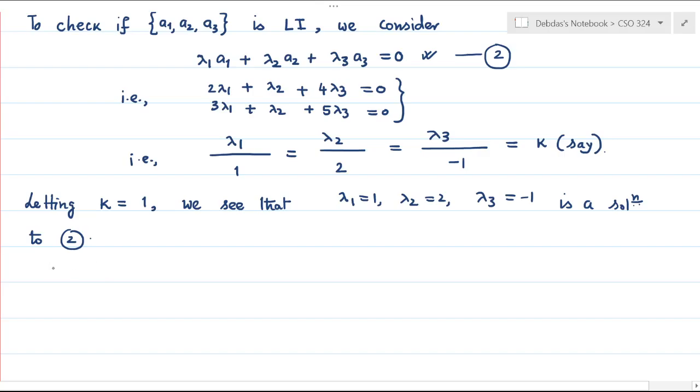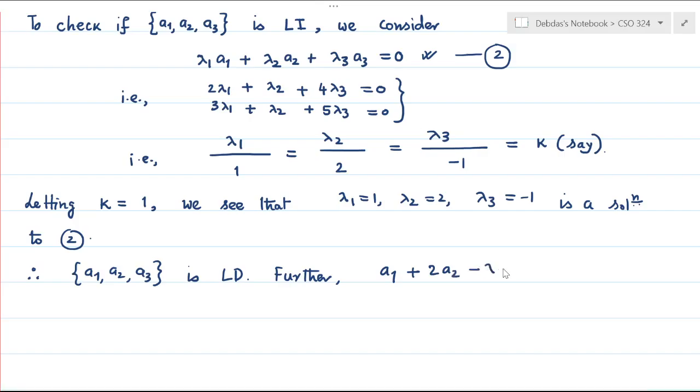So therefore the set A1, A2, A3 is linearly dependent. Further, you have this equation too, that A1, I am taking lambda 1 equal to 1 to put here, then lambda 2 is 2, A2 minus lambda 3 A3. So it is minus A3 is equal to 0. Fine. And now I name it as 3.